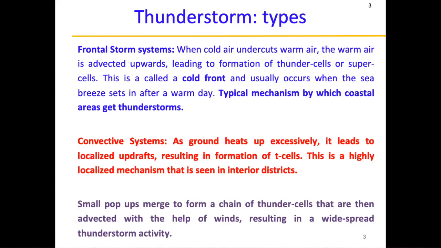So these are the basic types of thunderstorms.